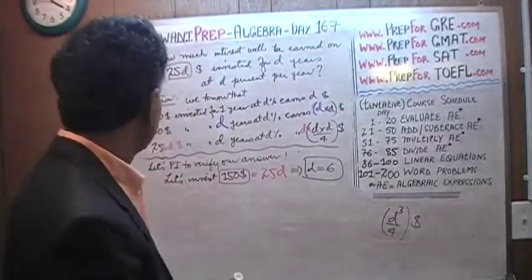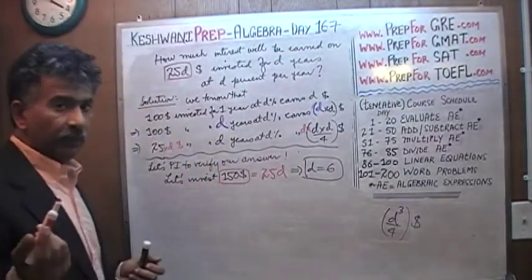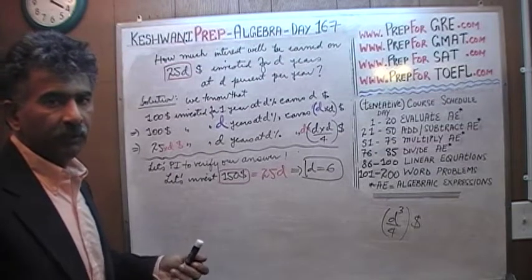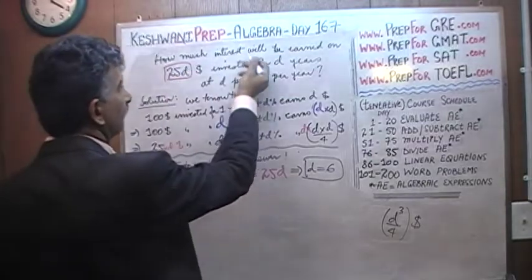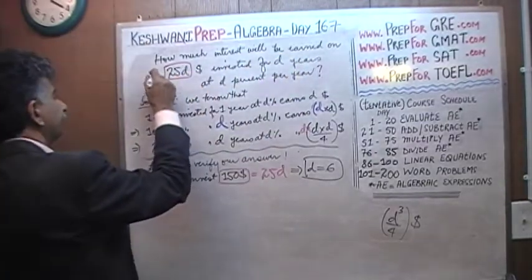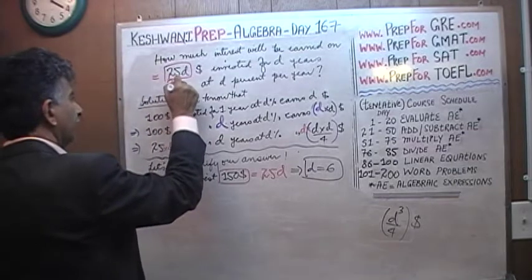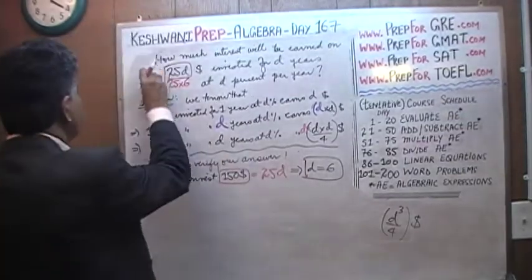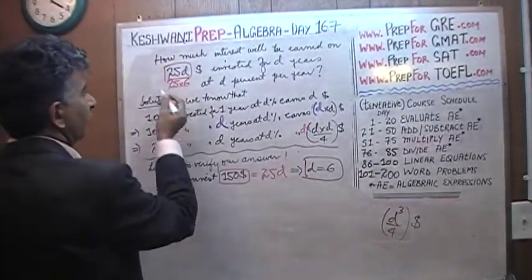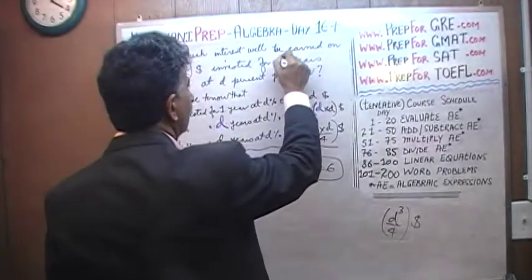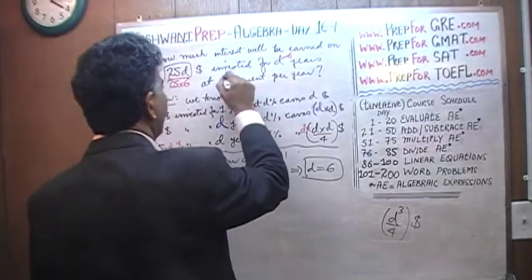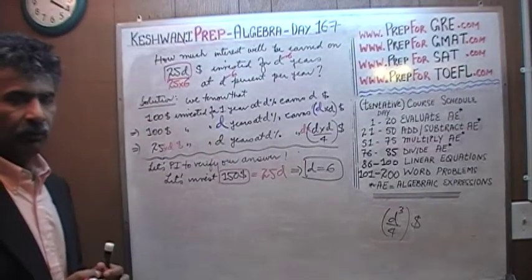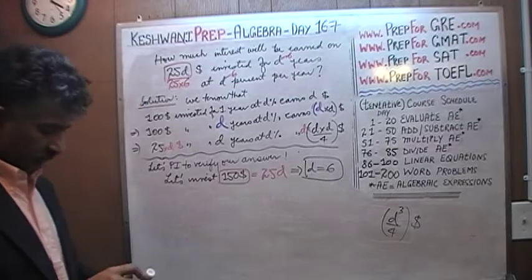So now the question reads, okay, let's look at what happens. We have converted an algebraic question into a very simple arithmetic question. Here's the question: how much interest will be earned on 25 times 6? We are plugging in 6 for D. $150 invested for 6 years at 6% per year. Well, let's find out.